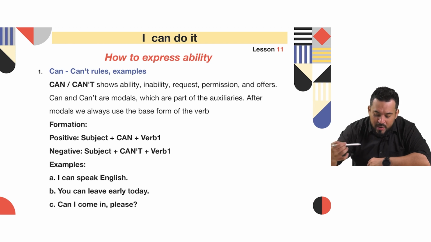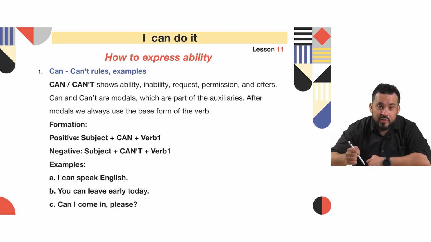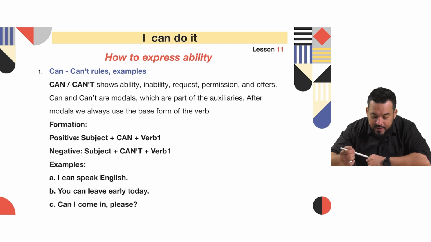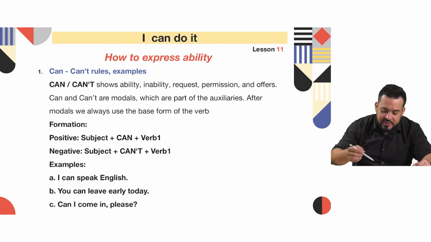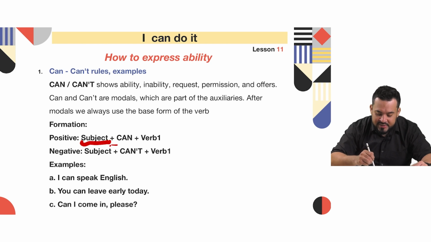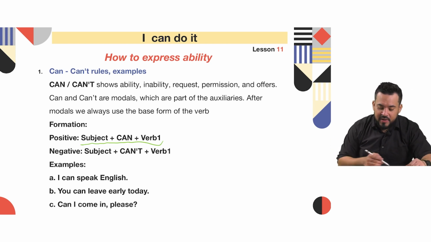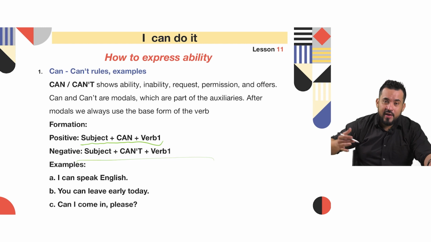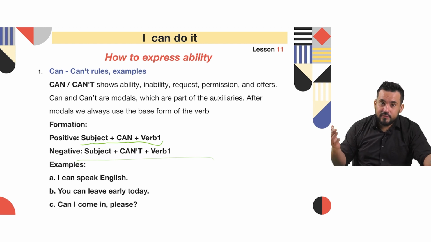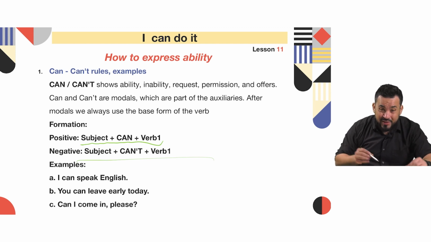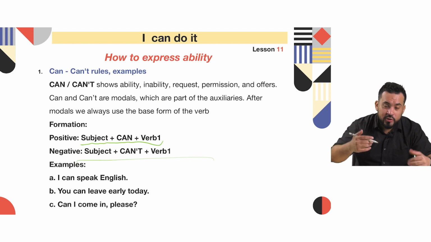Can and can't show ability or inability. We also use them for requests, permissions, and offers. We will talk about all these in today's lesson. Can and can't are modals. We covered that. Let's see the formation. The formation is subject plus can plus the base form of the verb. Negative is subject plus can plus not plus the base form of the verb. So I can do it, I can't do it. We just add the not.